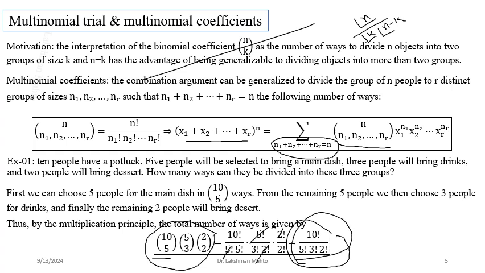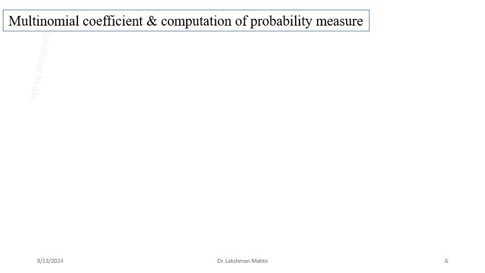When you have a group of 10 people, n is equal to 10, and you are saying that there are 3 groups: one group contains 5, another contains 3, another contains 2. So n1 equals 5, n2 equals 3, and n3 equals 2. Then what is the multinomial coefficient? How have we computed this? In this way: this is the multiplication rule and this one is the multinomial coefficient. So this kind of thing will come there.